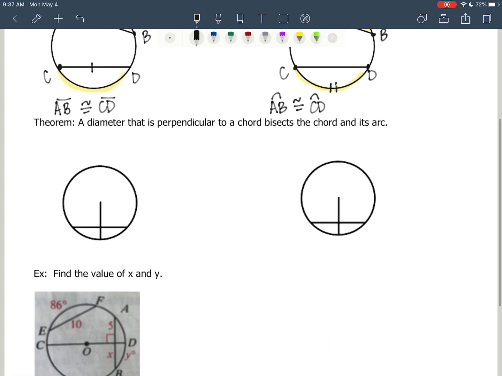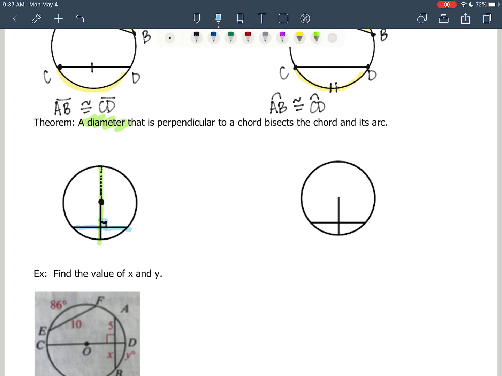And a diameter that is perpendicular to a chord. Now a diameter can also be considered a radius because it's half the diameter. So we're just looking at that position. The diameter that is perpendicular to a chord. So here's my diameter, and they are telling me it is perpendicular to the chord. So they're giving us this.